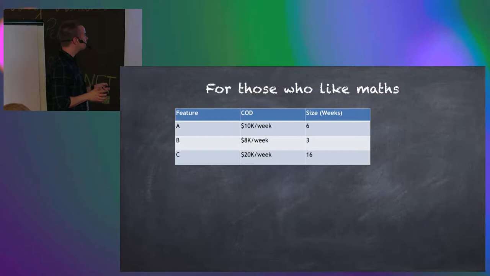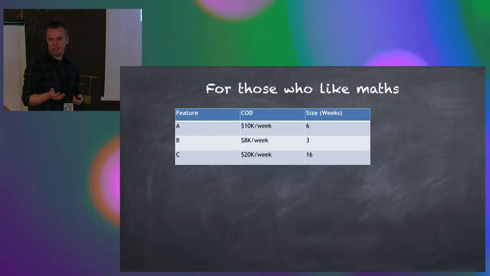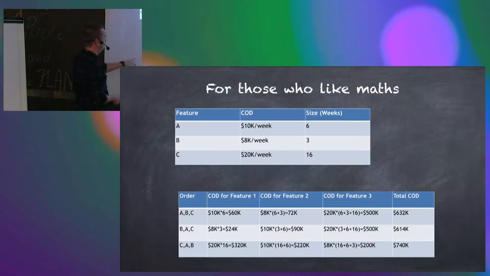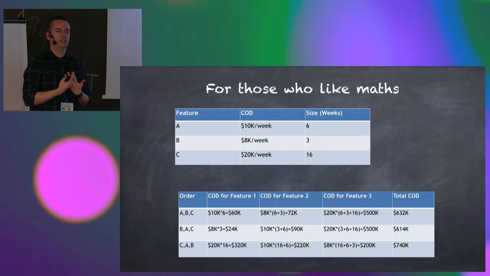Here I have the three features. One will cost me 10 grand, the other 8, another 20, with the size in weeks. It gets a bit more complicated, correct? But basically what happens is this. One thing that I didn't mention: we have the cost of delay, but why do you prioritize? First of all, I forgot to ask this. Why do you prioritize things?